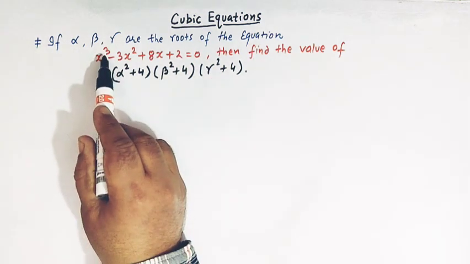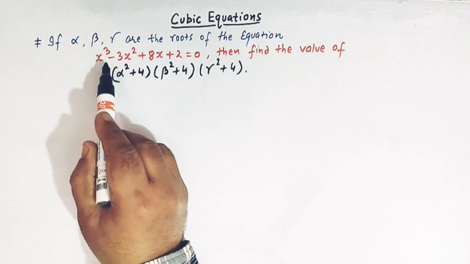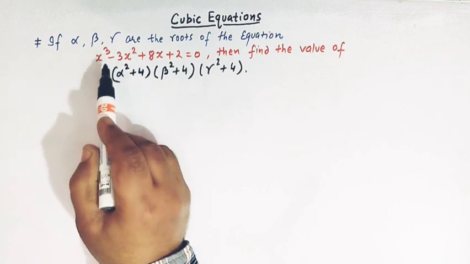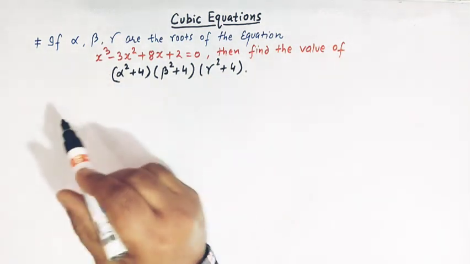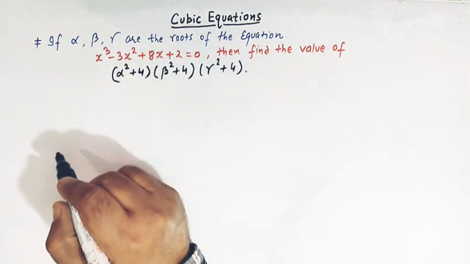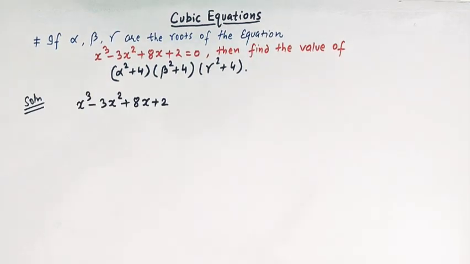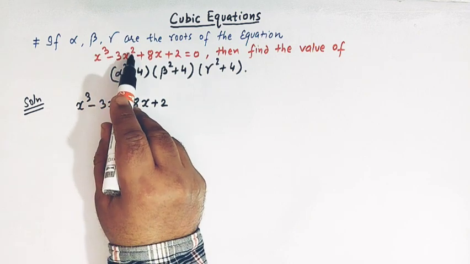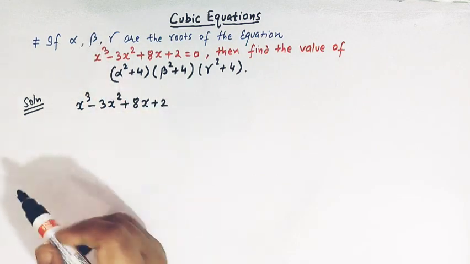And here we have the cubic equation, and alpha, beta, gamma are the roots of this cubic equation. So without actually finding the values of alpha, beta, gamma, we have to find the value of this expression. Here we will make use of the concept of complex numbers. We are given this equation, x cube minus 3x square plus 8x plus 2 is equal to 0, and alpha, beta, gamma are its roots.